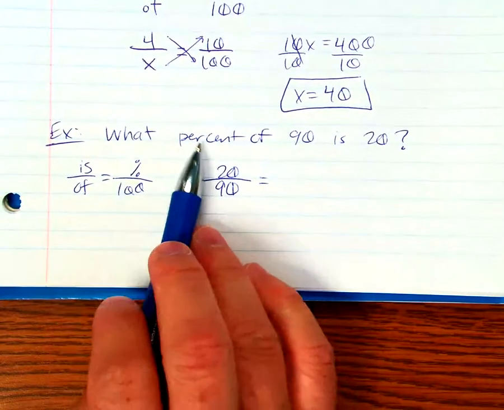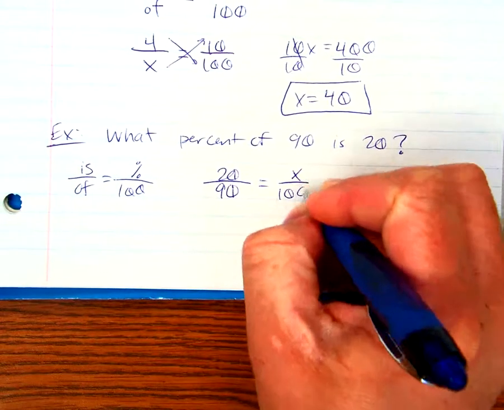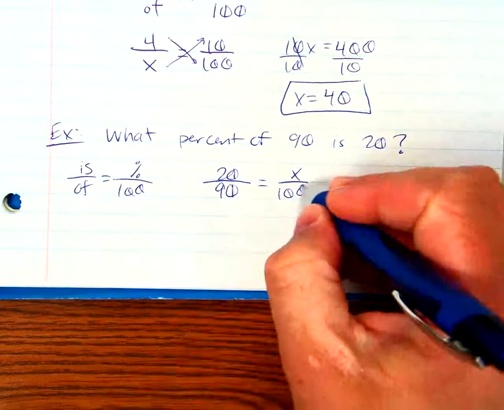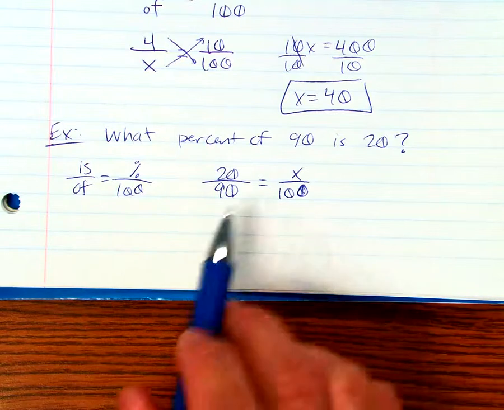Percent, well it says what percent? That means we don't know the percent. That'll be X. And the percent always goes over 100. The 100 will never change. That's the only thing that will never ever change in this process. So we have all the pieces that we need.